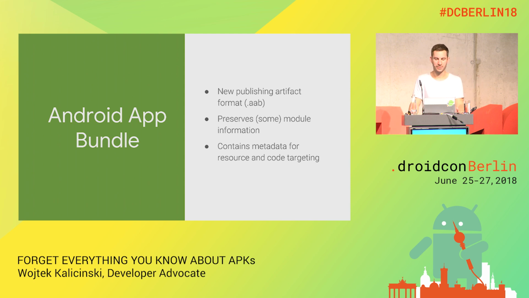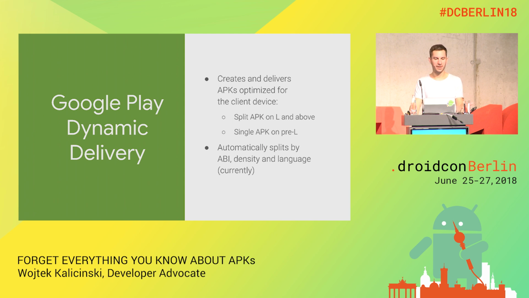Now, the different thing about this bundle compared to, for example, the Instant App bundle is that it actually preserves more information about your project structure, about the modules you have in your projects, about the targeting of various assets and code and resources that you have that is saved in metadata inside this bundle. And like I said, that is used in combination with a service we call Google Play Dynamic Delivery, where Play Store can ingest this Android app bundle and then create and deliver APKs optimized for client devices.